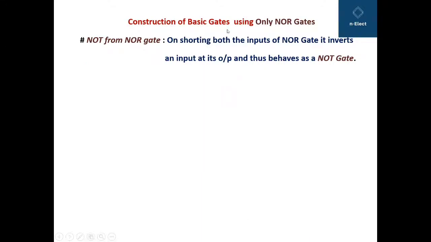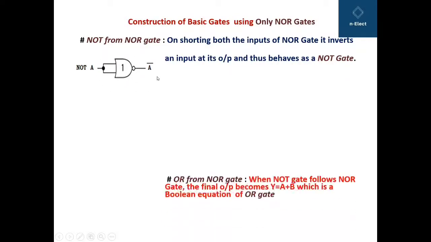Then construction of basic gates using only NOR gates. This is the second type of universal gate. Here again, in the similar manner as we have done in the NAND gate, the two inputs of the NOR gate are shorted together and a NOR gate is converted into NOT gate.